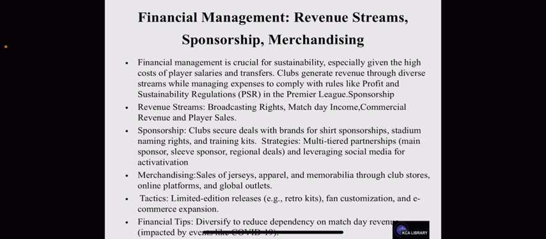where we'll be looking at the revenue streams, sponsorship, merchandising. Financial management is crucial for sustainability, especially given the high cost of player salaries and transfers that we have now. Clubs generate revenue through diverse streams while managing expenses to comply with rules like the profit and sustainability regulations, or financial fair play (PSR) in the Premier League.